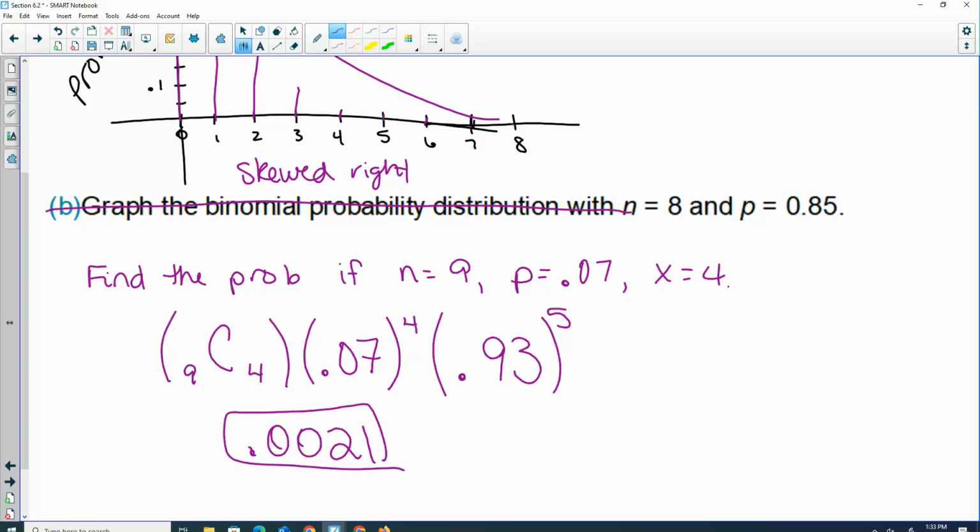0.0021. So that's what we do if we can't read it from the table, and we have to calculate by hand. Alright. Is that one okay?